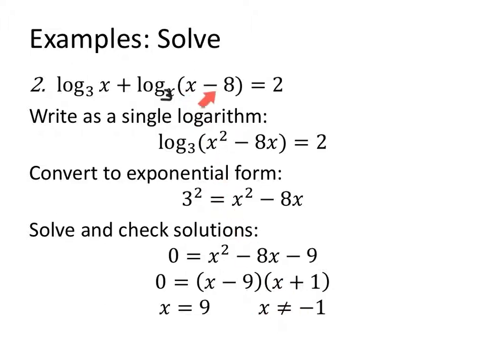Negative 1 minus 8 makes a negative 9. I can't put negative 9 inside a logarithm. It's not in the domain. In fact, I can't even put negative 1 inside the logarithm. So we have to exclude this value. The only legit answer is x = 9. These are the only possibilities.